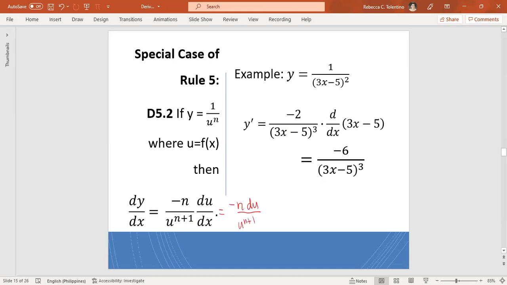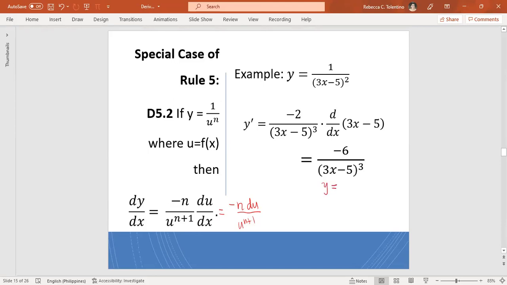So that means if you have this, what you have in the denominator is automatically 3x minus 5 cubed. So you increase the exponent by 1. And then on top, the exponent n originally is 2. So it's going to be minus 2 times the derivative of the base, which is 3. So negative 2 times 3 is minus 6.